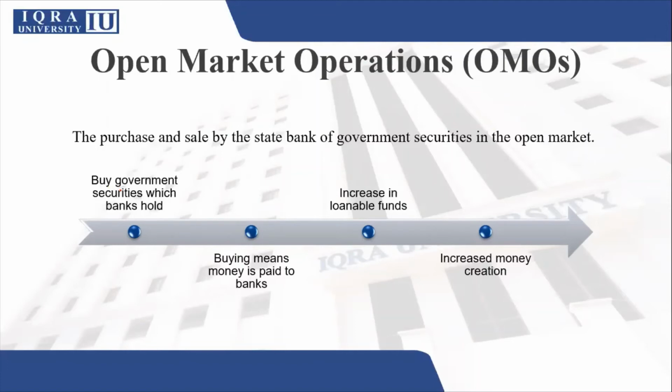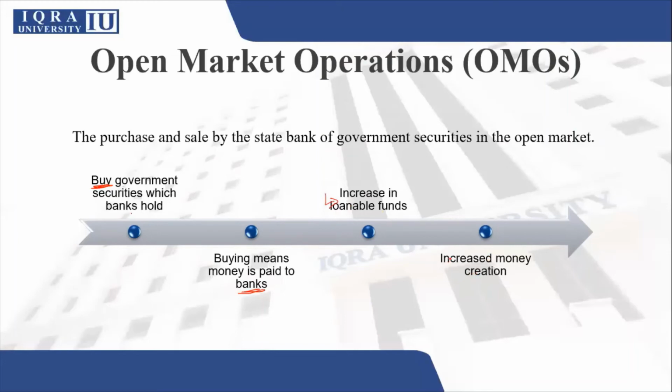Let's say the State Bank of Pakistan is going to buy government securities which the banks hold. Because they are purchasing them from the banks, they will have to pay the banks. So buying means that the State Bank is going to pay the other banks. Now, the other banks have more money, and they can use that money to give out more loans, which will mean that there will be more money in the economy.